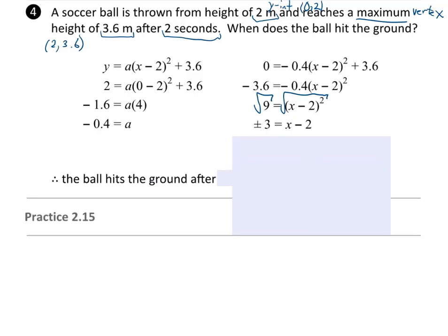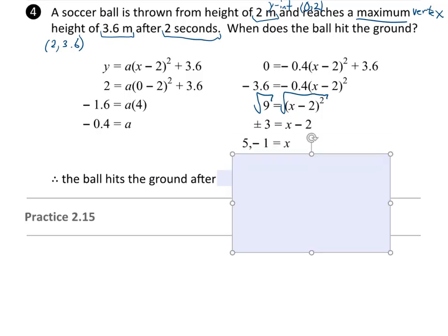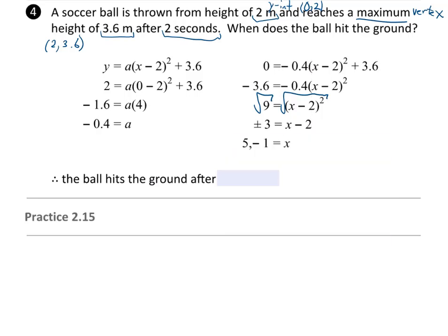Okay, this is where that last step comes in. Negative 2 goes over, becomes positive 2. So positive 2 plus 3 and positive 2 minus 3 will be our two zeros. So at x equal to 5, or x equal to negative 1, well, which one of these makes more sense? If you said x equals 5, then you're correct, because we can't go back in time, so it has to be 5 seconds. That's why we had to choose the 5.